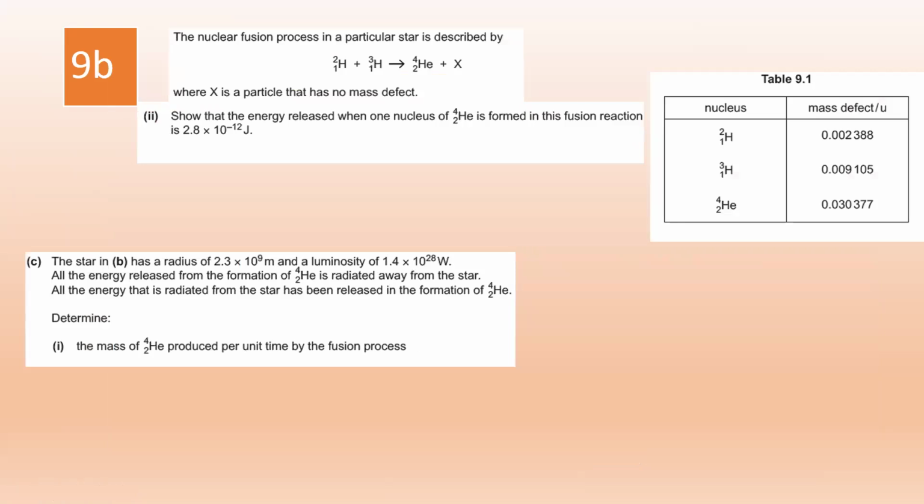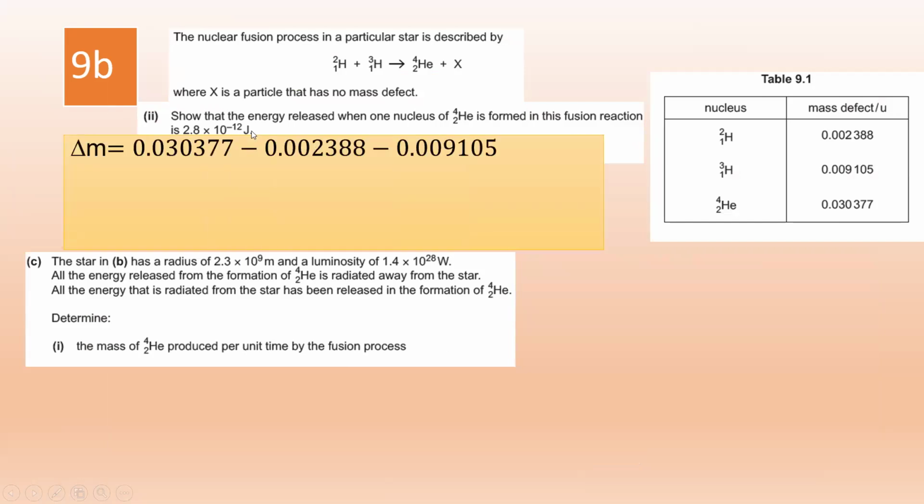Show that the energy released when one nucleus of helium-4 is formed in a fusion reaction is 2.8 times 10 to the power minus 12 joule. Right? Mass defect. Take the mass of helium minus two of them. Master is enough.